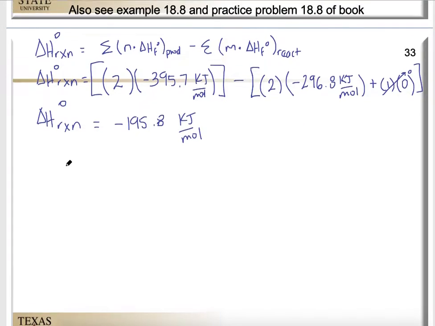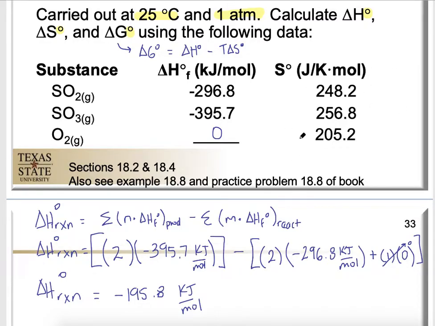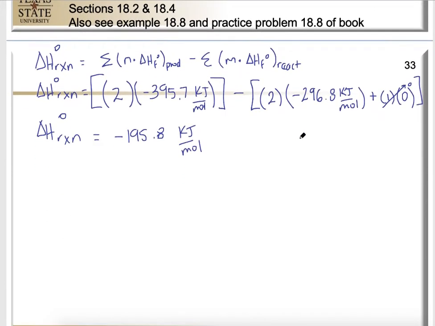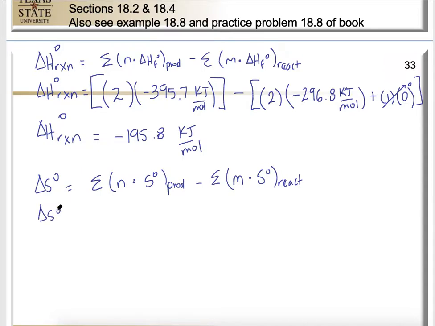All right, now we're going to do the second part, which is to calculate the entropy change, right? So we're going to use kind of the same equation, basically saying that now our entropy change at standard conditions is going to be equal to the sum of the coefficient times the entropy, let's call it S, for each of the products, minus the sum of the coefficient times the S or entropy at standard conditions for each of the reactants. Again, products minus reactants, each of them with their coefficients. So to begin, again, we're going to start by looking at the SO3.